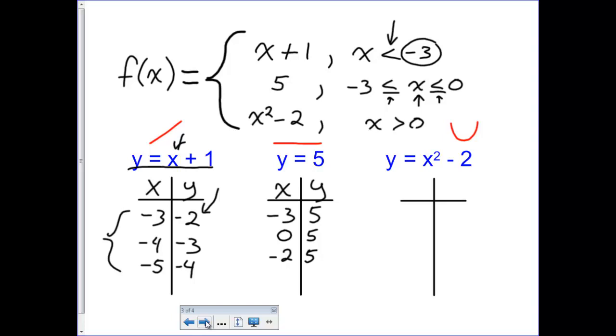On my last graph, I have to pick numbers that are greater than 0, so I'm going to start at 0, but I won't include that in my answer. Then I'm going to pick, let's say, a 2 and a 3. So I input a 0 for x, 0 squared minus 2 gives you a -2. Input a 2, 2 squared is 4 minus 2, outputs a 2. And 3 squared is 9, 9 minus 2 is 7. So these are the numbers I'm going to use for my graph.